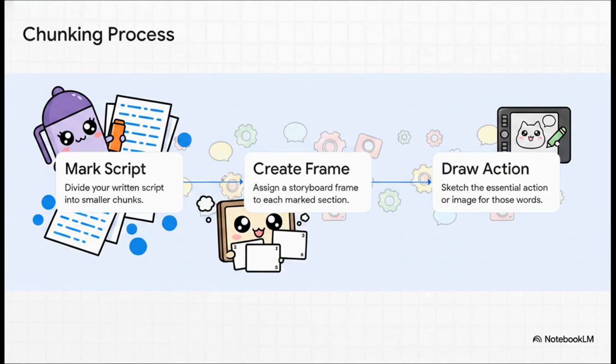Step 1, take your written script and literally mark it up into sections. This could be breaking it down paragraph by paragraph, or even key sentence by key sentence. Step 2, create a corresponding storyboard frame for each one of those marked sections. Step 3, draw the essential action or image that accompanies those specific words.